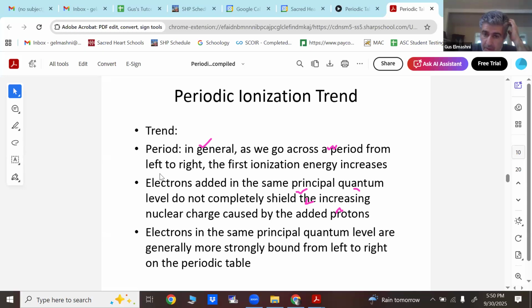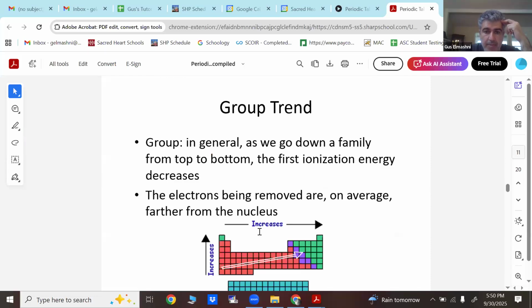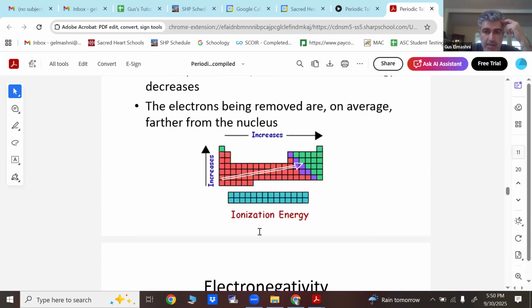Electrons that have the same principal quantum number do not completely shield each other. So in the same level, that's why it becomes harder to remove as you go further along the level. Electrons on the same principal level are generally more strongly bound from left to right. So we see the trend.